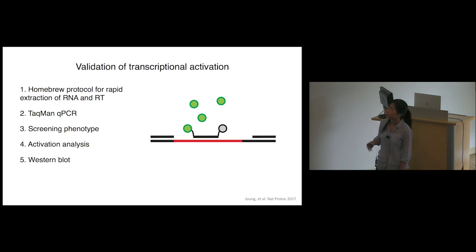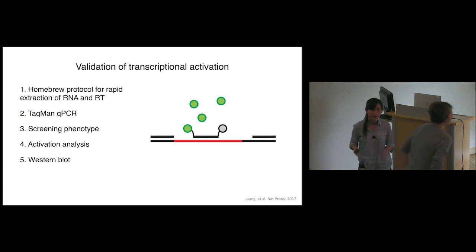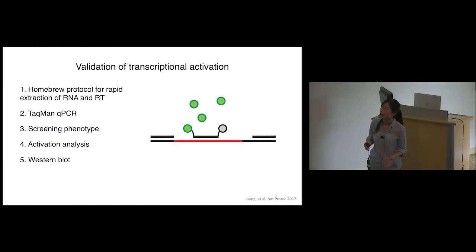For validation of transcriptional activation, we provide a homebrew protocol for rapid extraction of RNA and RT. This is a very similar process to the commercial Cells-to-CT protocol, where you have a 96-well plate, you add lysis buffer, mix a couple of times, stop the lysis, and then go straight from that into the RT process. So it's very fast.